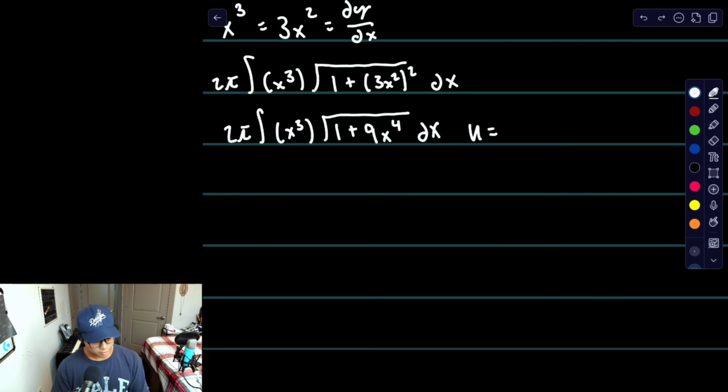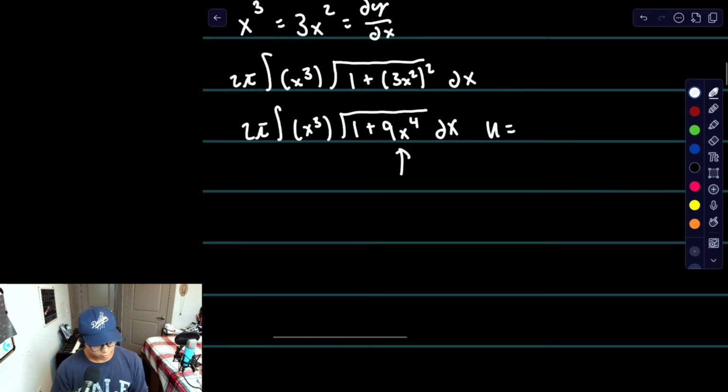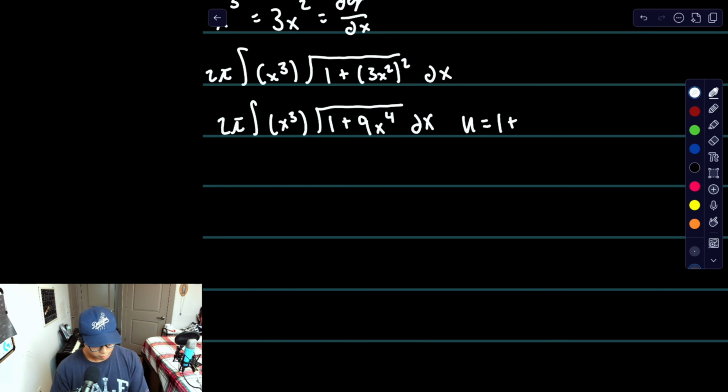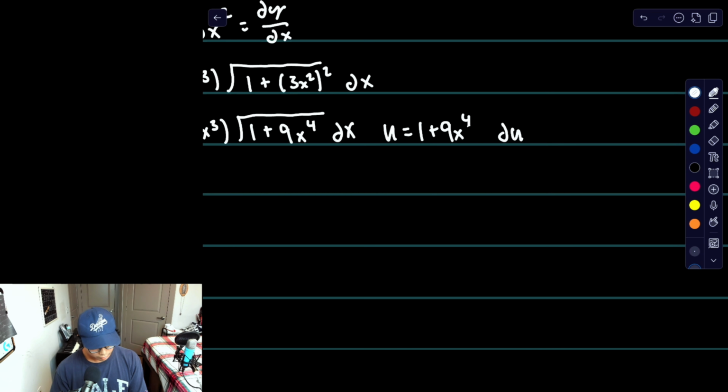And how I found that out is basically, if I derive this 9x to the fourth, I know that my outcome will have a 3 based on the derivative rules where this will subtract by 1. So it's 4 minus 1, which becomes 3. And I know that that's going to eventually cancel out this x cubed term. So let's let u equal 1 plus 9x to the fourth. Now our du becomes 36x cubed dx, and then our dx will equal du over 36x cubed.